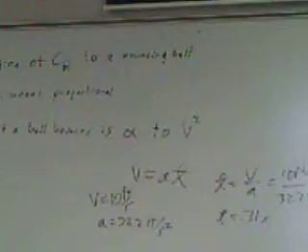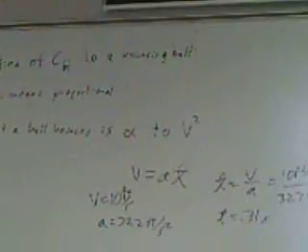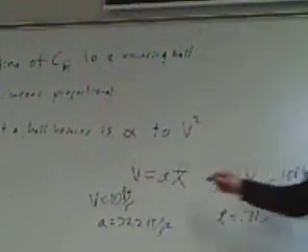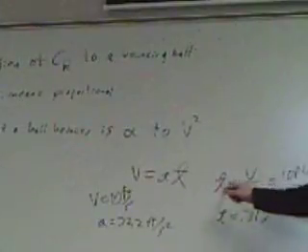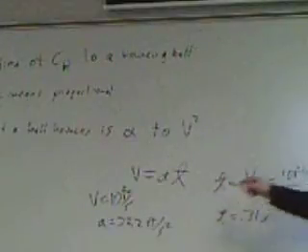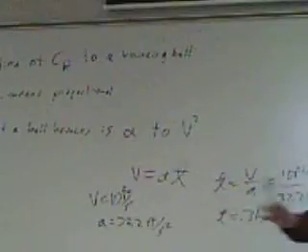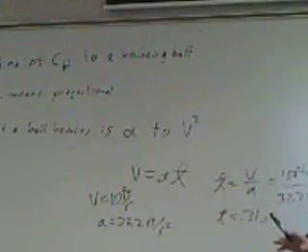So, the overall time it's going up is proportional to the velocity. If I double the velocity, it's going to spend twice as long going up. If I triple the velocity, it's going to spend 3 times as long going up. This is a linear relationship right here between time and the velocity. I double that, I double that. Triple that, I triple that. 100 times that, 100 times that. Straight up linear relationship. Okay?